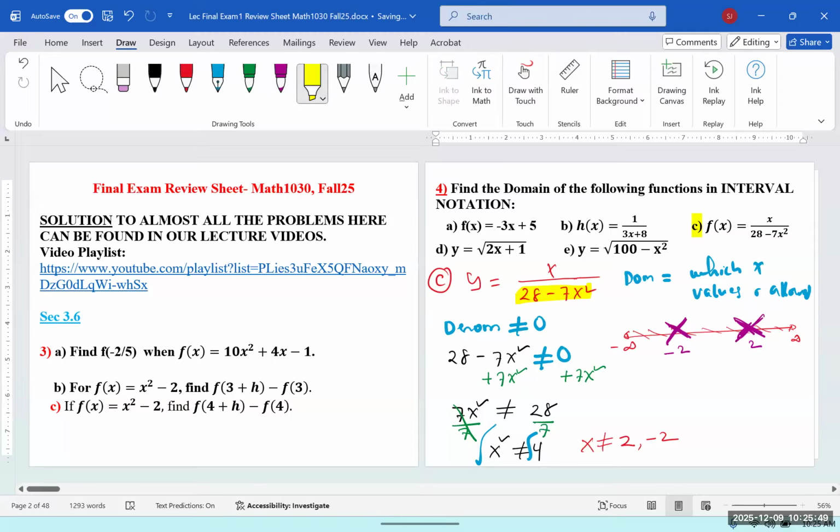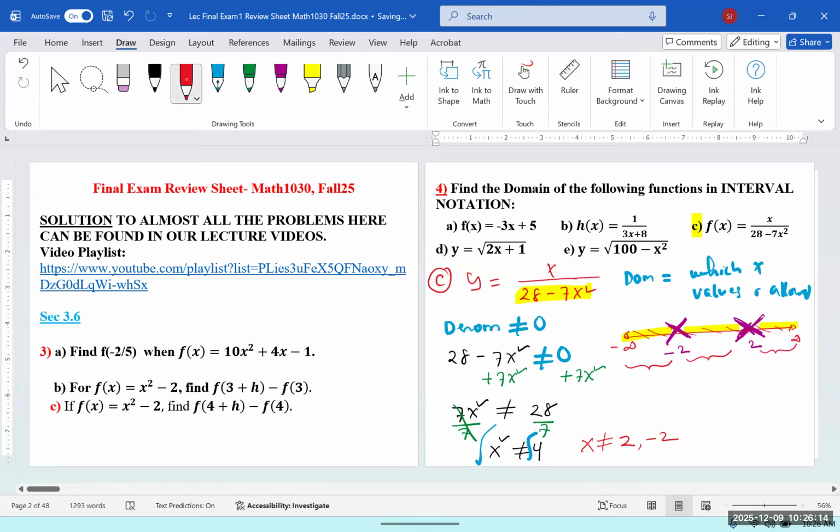Besides these two, you can plug in everything before negative 2, between negative 2 and positive 2, and bigger than positive 2. You can plug in the entire number line. Just don't plug in these two numbers. But you have to write them in interval notation. So you write each of these intervals in interval notation.